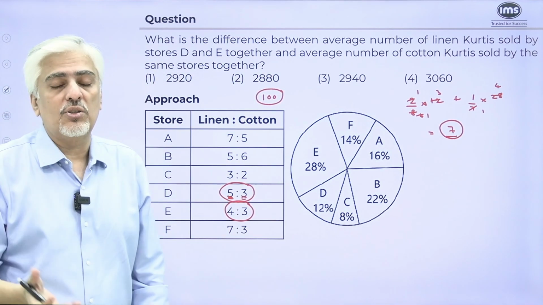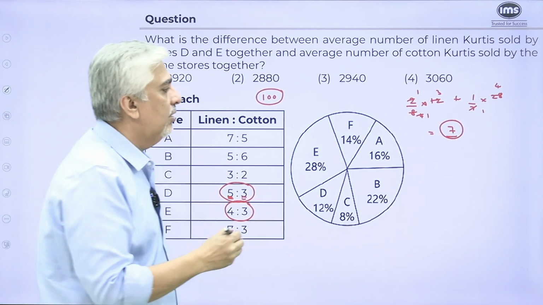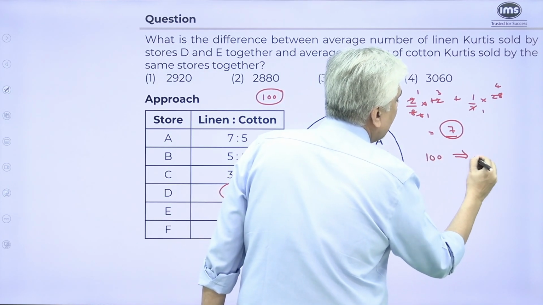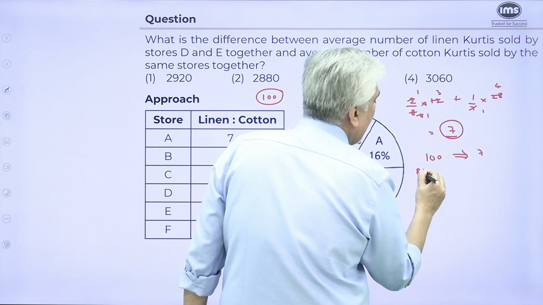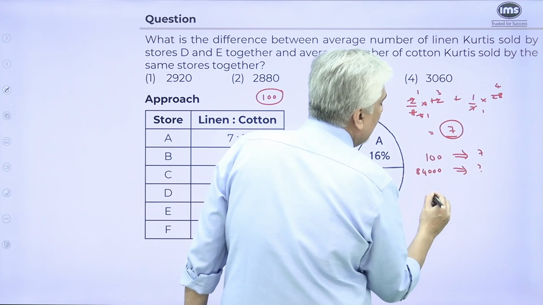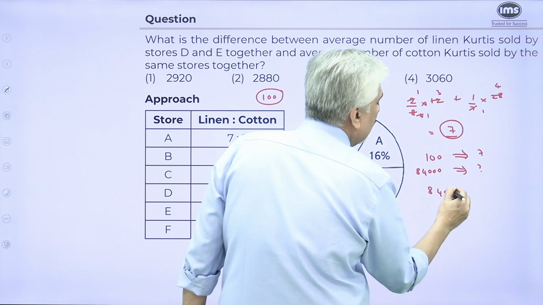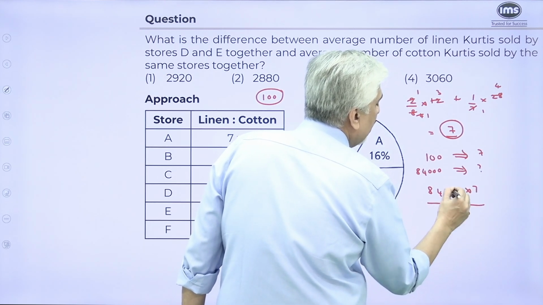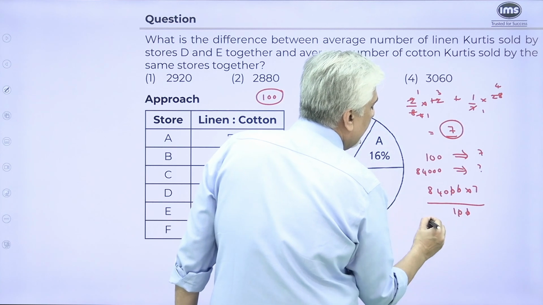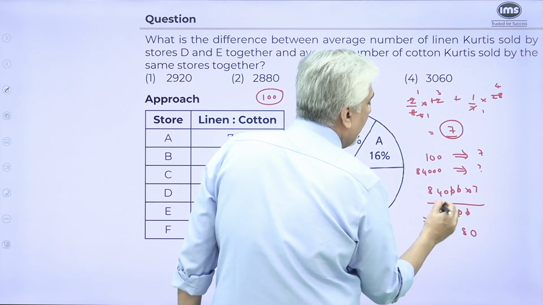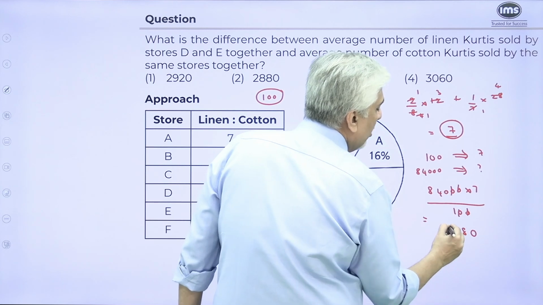But I have assumed the real total value is 84,000. So for 100, my answer is 7. If it was 84,000, what would my answer be? So it is 84,000 multiplied by 7 upon 100. 2 zeros cut out. 7 4s are 28, 2 carry. 56 plus 2.